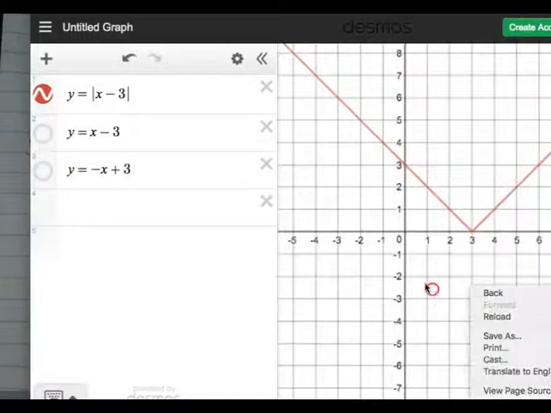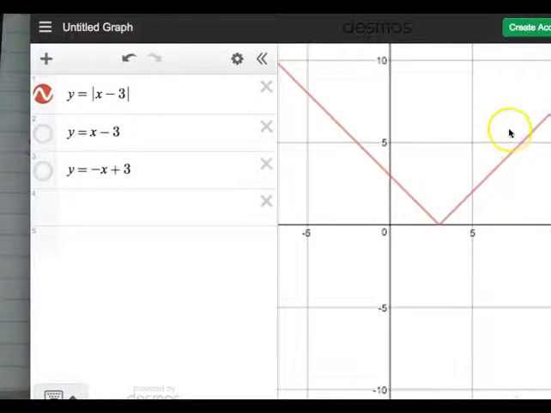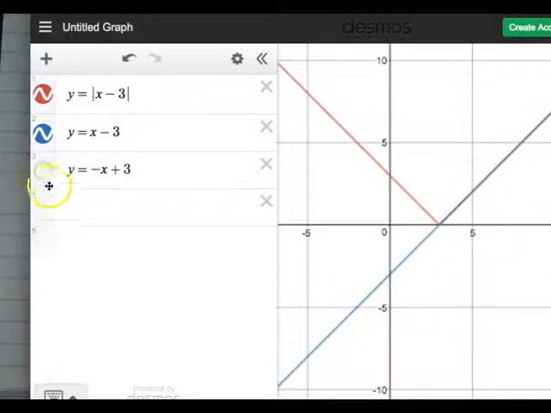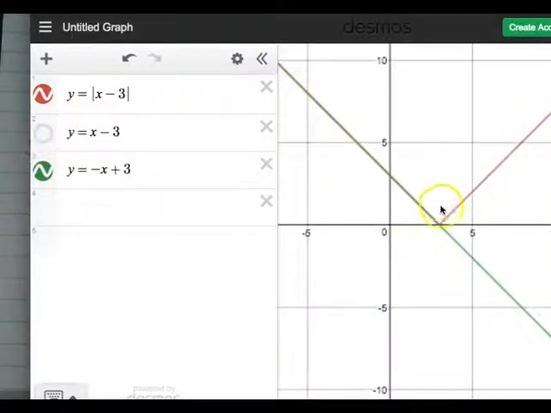y equals the absolute value of x minus 3. The blue graph is just the x minus 3 positive gradient. Okay, but it's only for values of x greater than 3. And the green graph is y equals negative x plus 3. It sits on top of the other one. Okay, so they're the equations of the two lines using cases.